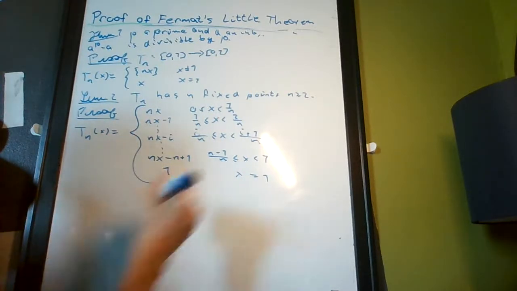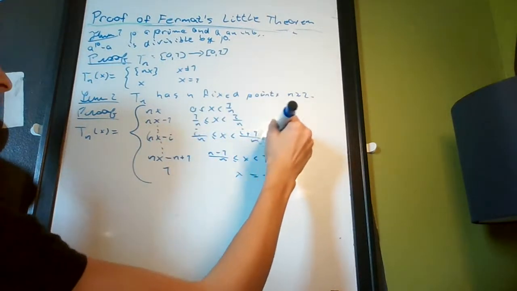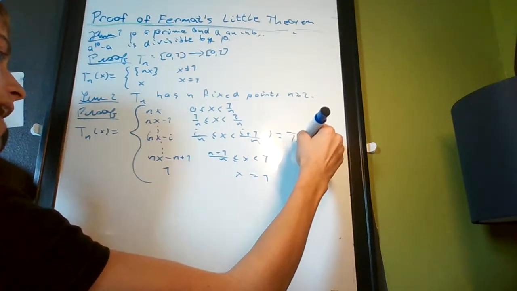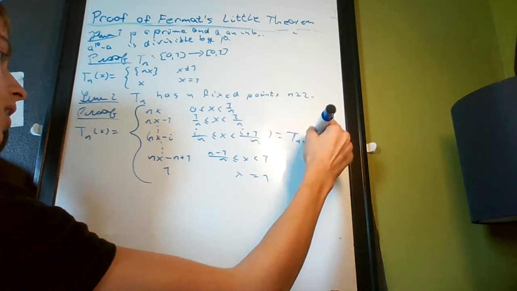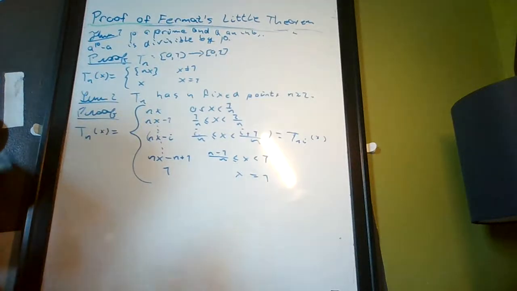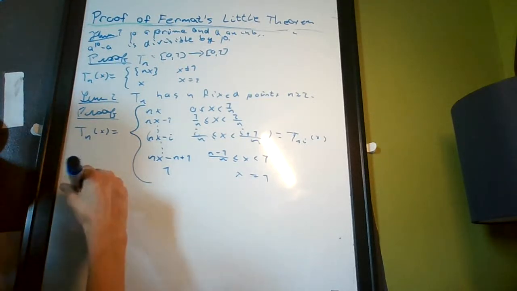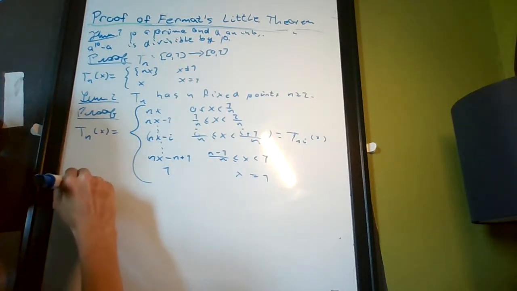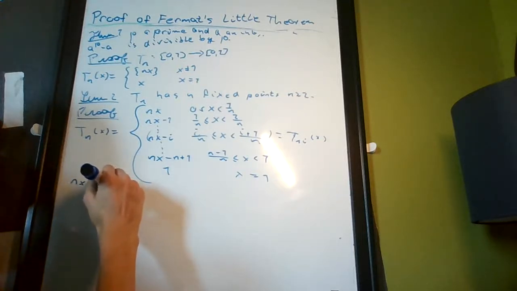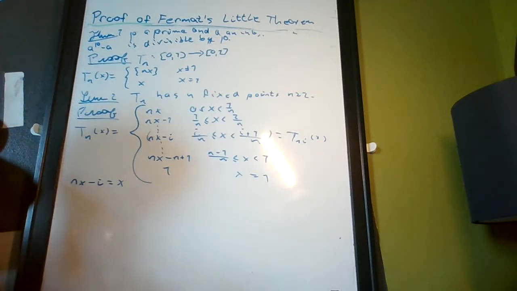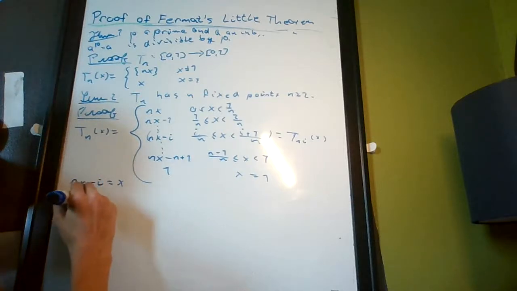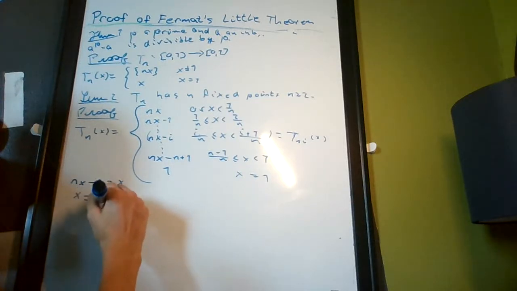And basically what I'm going to do, this little piece right here, is going to be Tn,i of x. That's how I'm going to name it. And I'll prove that Tn,i of x will have a fixed point. So basically what I'm asking is nx minus i equals x. Now this obviously has a solution. It's going to be x equals i over n minus 1.